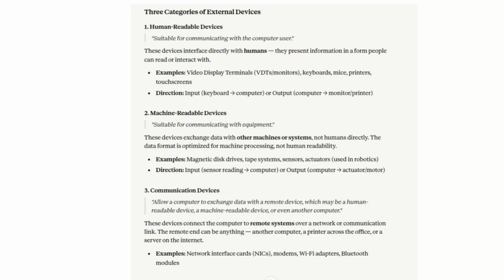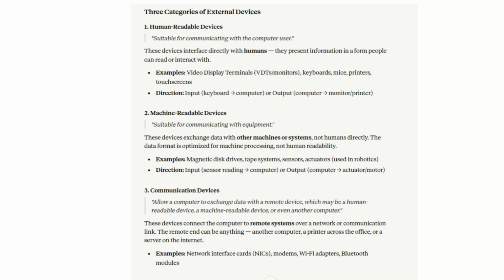Human readable devices are used for communicating with the computer's users. They provide an interface directly to communicate with humans, presenting the information in such a way that it can be understood by humans. Examples are video display terminals, monitors, printers, mics, touch screens and all of that. Machine readable devices are suitable for communication with other equipment. They allow the exchange of data between other machines or systems and not with humans directly. The data is optimized for machine processing and not for human readability. Examples are magnetic disk drives, tape systems, sensors, etc.